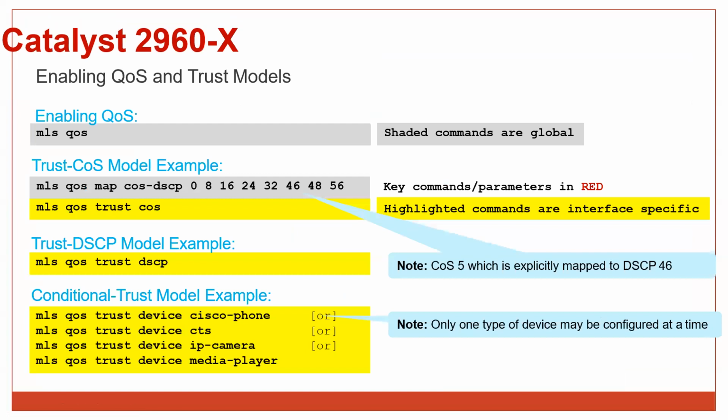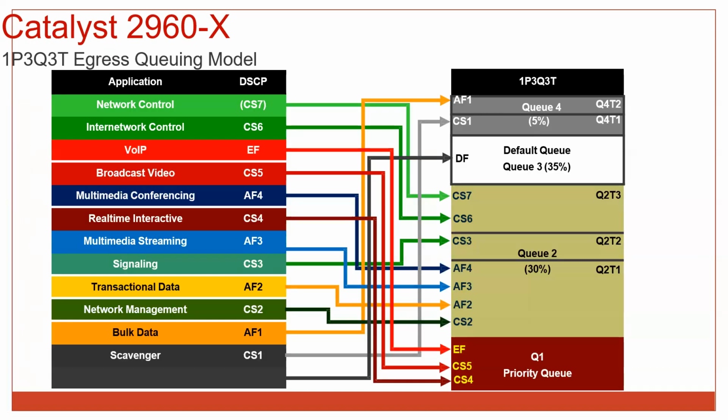Then we discussed the priority queues. You will see these things again and again, so let me highlight. If you see this box, 1P3Q3T, that means you're assigning one priority queue and 3 queues with 3 thresholds. That means in these 3 queues, you have Q1, Q2, Q3. A queue is nothing but how the data is handled by the router or switch. Those are router or switch queues.